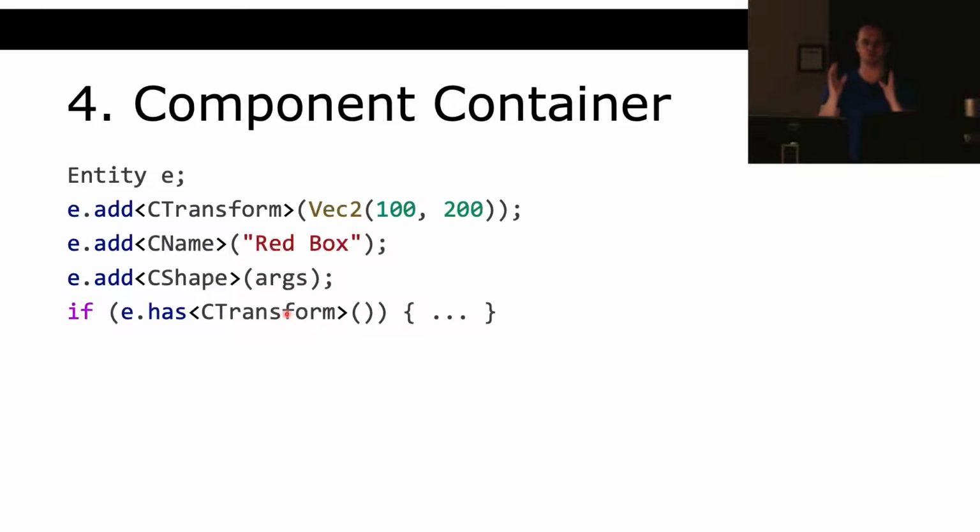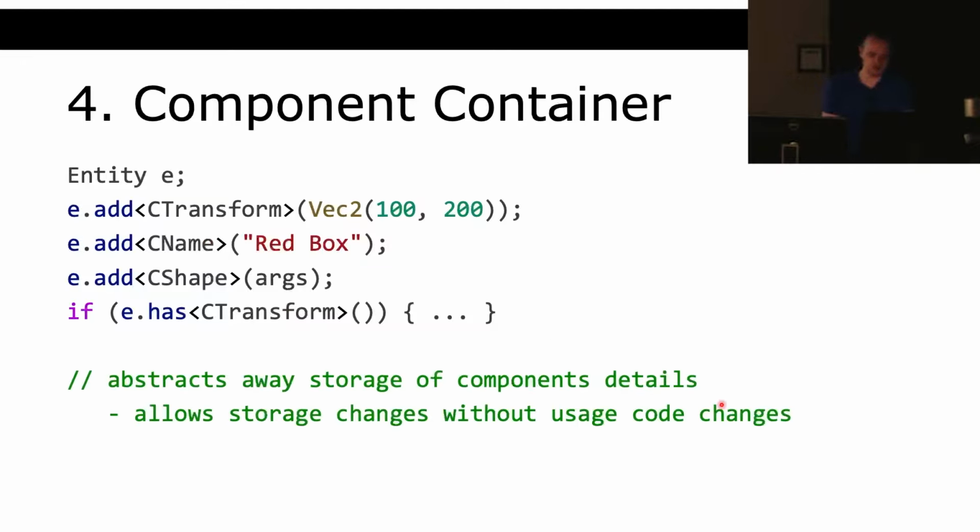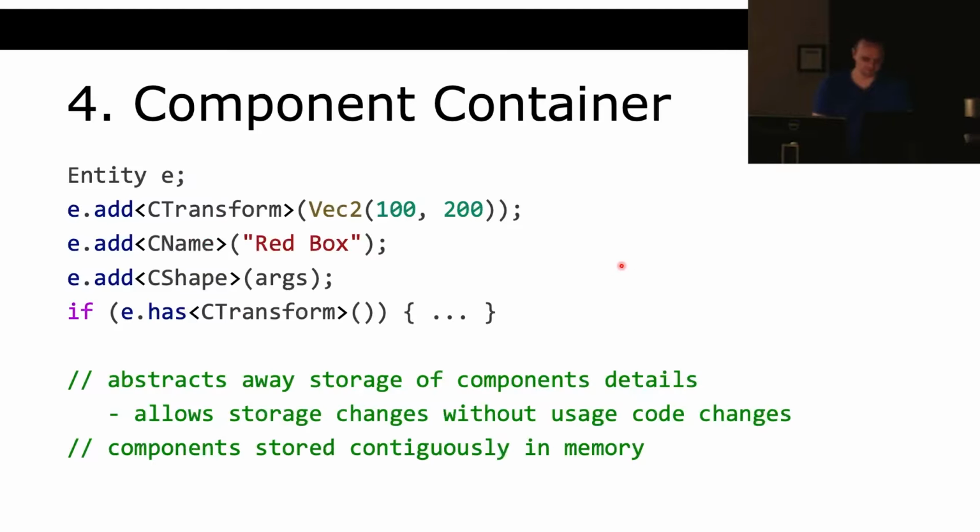We want to make sure that that can happen, because later on, if you optimize something, you don't want all the code that uses that something to have to change. So the good thing here is that it abstracts away the storage of the component. We don't need to know any of those details. It allows storage changes without usage code changes. Usage code meaning, the code outside of the entity that actually uses the entity.